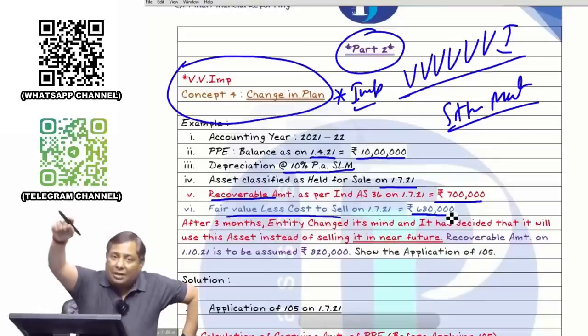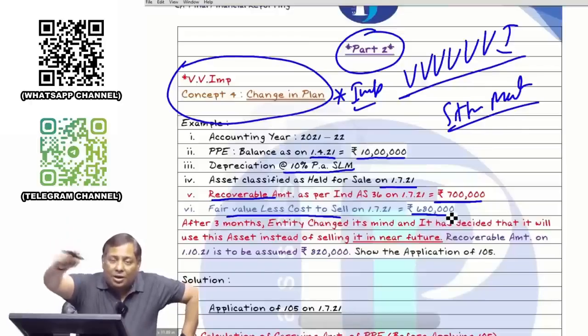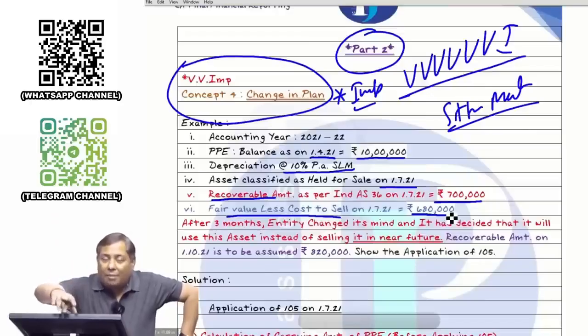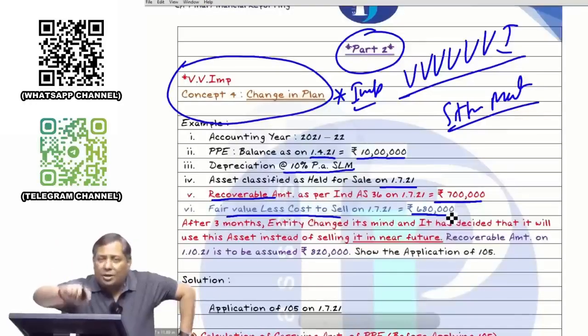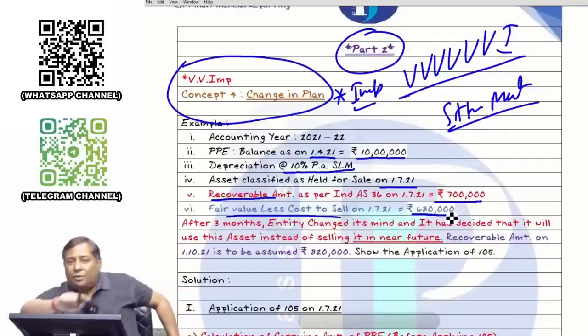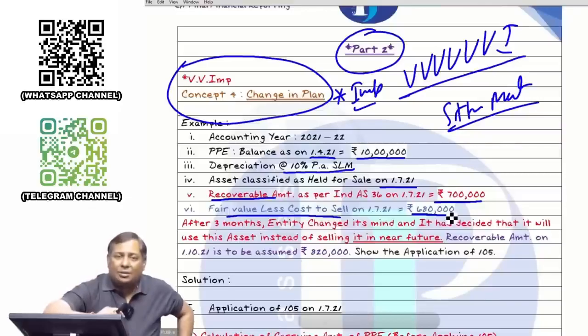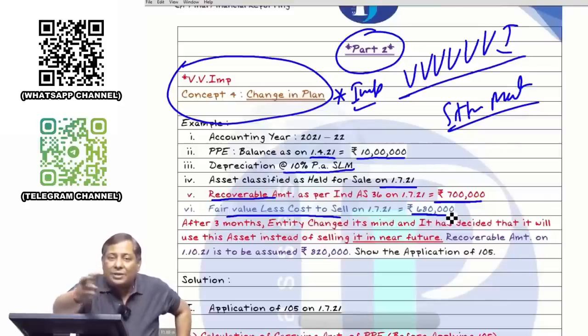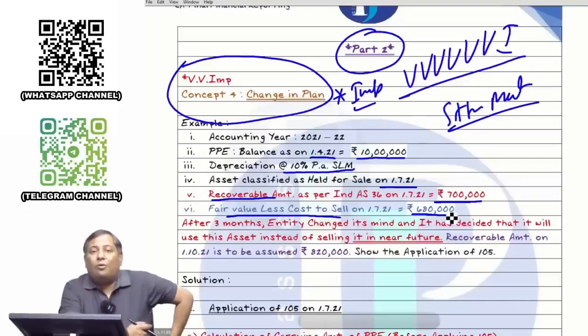Earlier it was already within 16. You fulfilled the conditions and brought it into 105. Now you want to use this. So, you want to go back from 105 to 16. If you want to go back from 105 to 38, this is called change in plan. It is not that easy. There is a specific procedure for this which you will have to follow. You cannot change the plan so easily. So what is that procedure? Let me explain it to you. Look here.